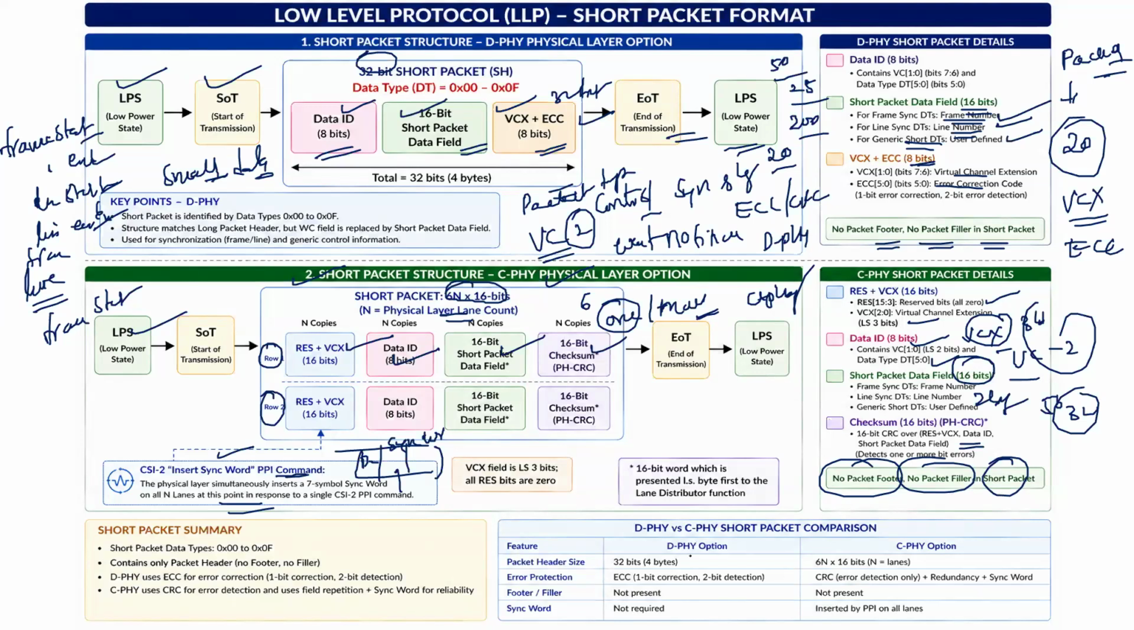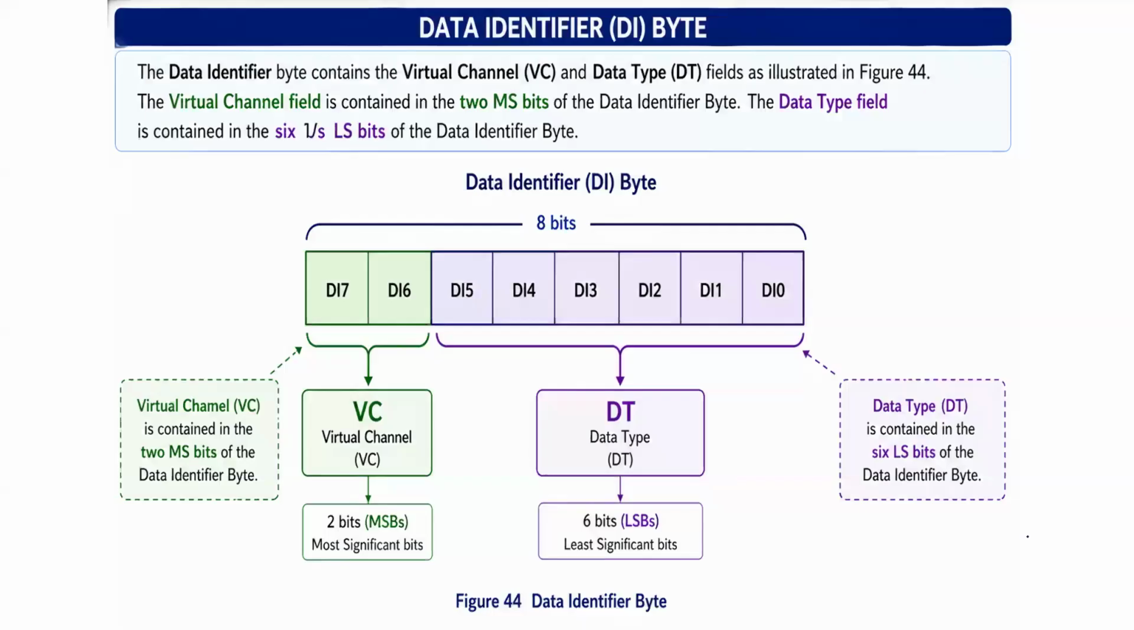So these are the differences between the D5 layer and C5 layer. Here it is 32-bit, here it depends upon the number of lanes. If you are using 4 lanes, that means 4 into 6 is 24, 24 plus 16, total 40 bits we are sending. Or if your lane count is 6, that means 36 plus 16, so total 52 bits we are sending. It depends upon the lanes. Okay, clear? Any doubt in this slide? No, sir. Okay.